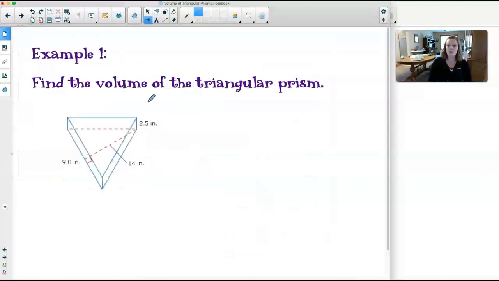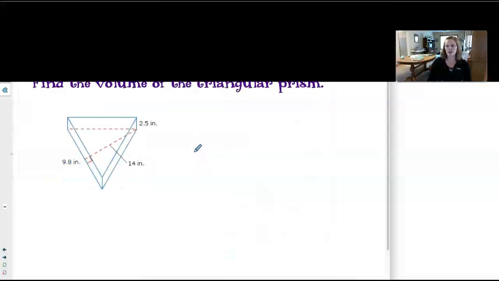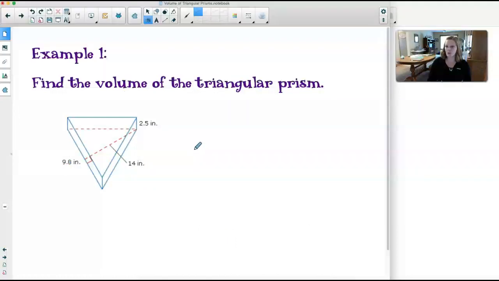By all means, if you are following along with this and want to write these examples down in your math notebook to keep track of, to be able to look back at, they are all on Canvas, but you can always write them down to help you also.